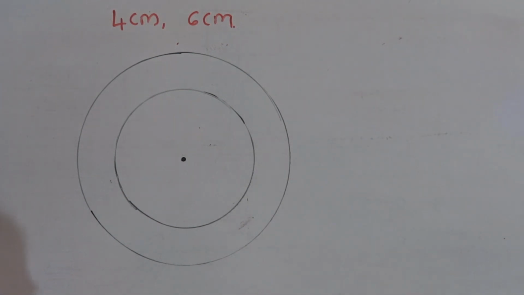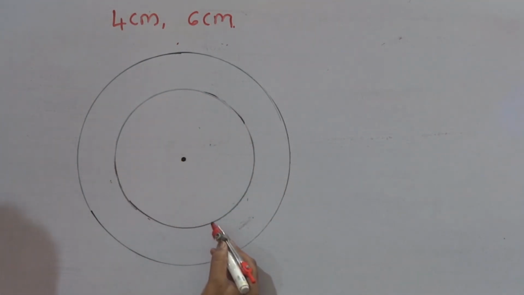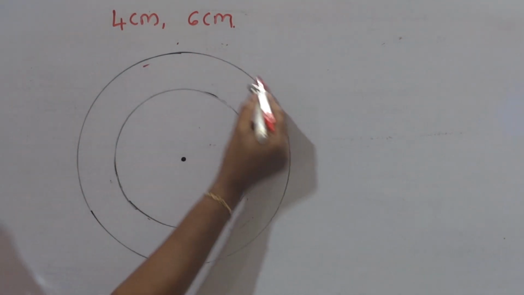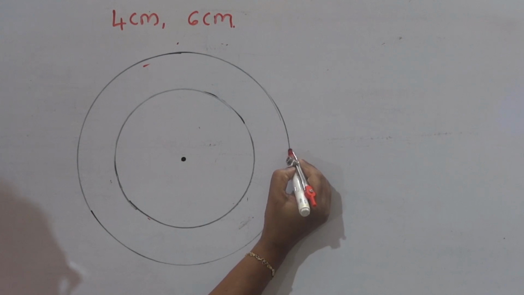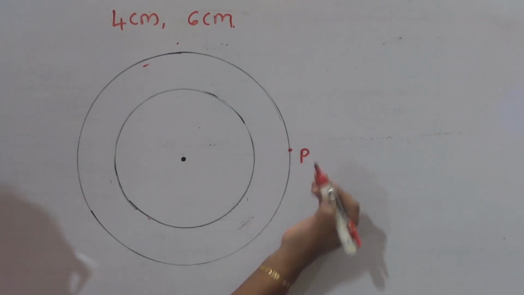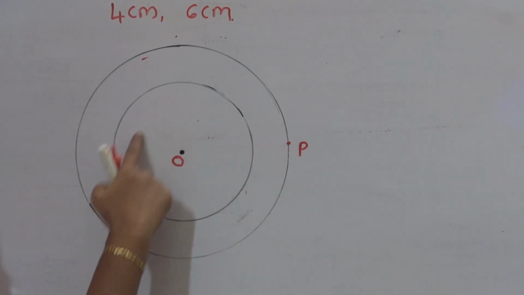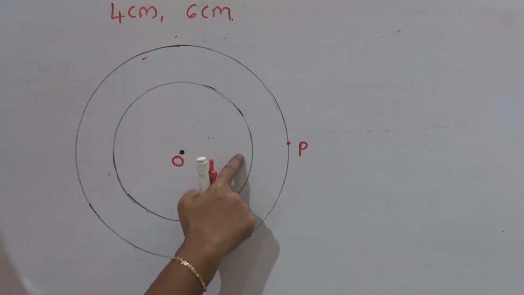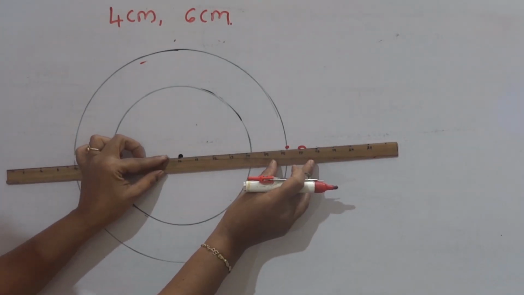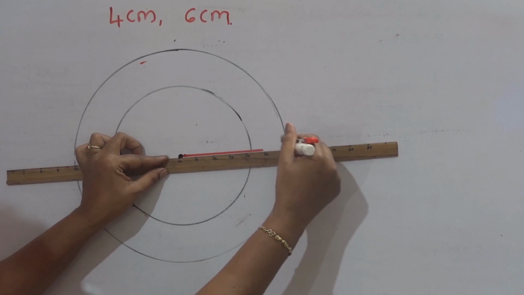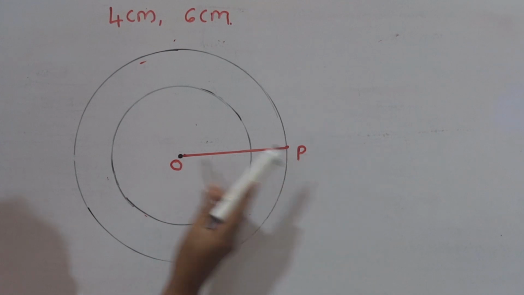The given question says that we have to draw tangents to this circle of radius 4 cm from any point on this circle of radius 6 cm. For that, let me mark a point here. Let us call this point P. Now we have to draw tangents from point P to the circle of radius 4 cm having center O. For this, let me join the center to this point P. We have to find the midpoint of this line segment OP.